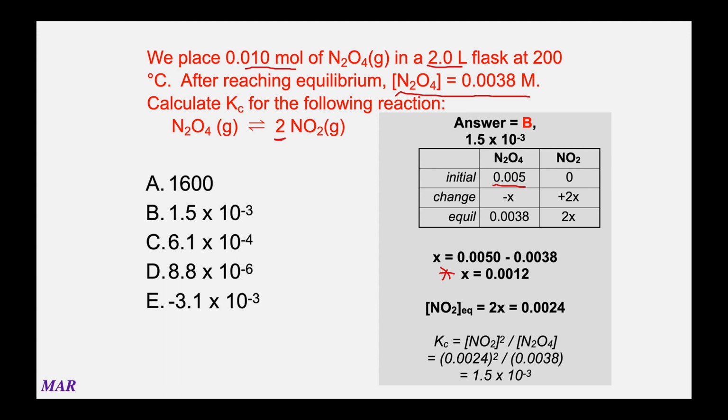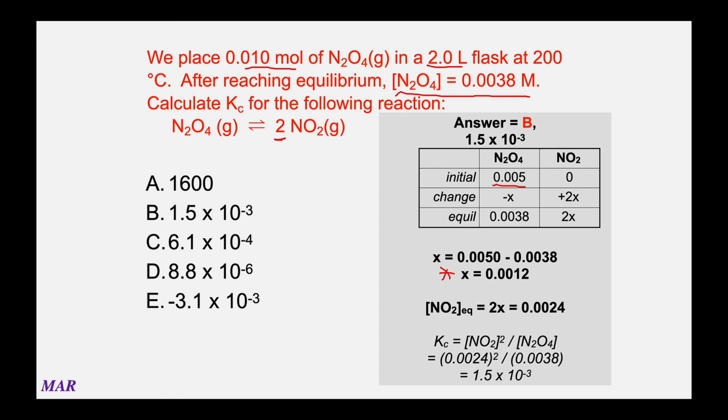And you need X to solve for NO2 because 2X is how much NO2 is going to be there at equilibrium. So 2 times 0.0012 is 0.0024. So Kc is 0.0024 squared, divided by the equilibrium amount of N2O4, which was 0.0038. That's how you get 1.5 times 10 to the minus 3. This is a reactant favored equilibrium. K is much less than 1.